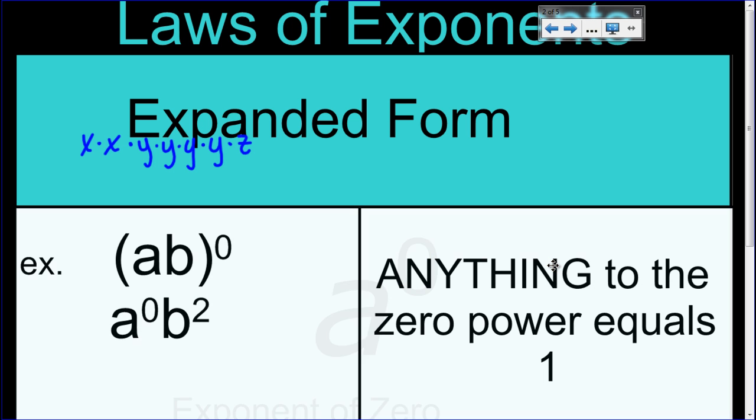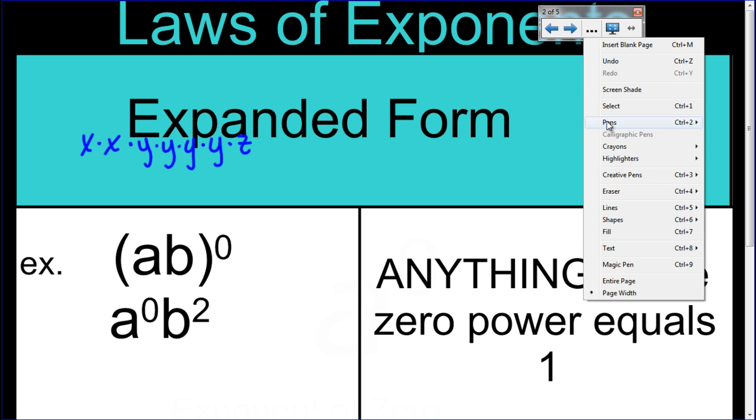anything to the 0 power equals 1. Anything, it doesn't matter what it is. Anything to the power of 0 is equal to 1. 2 billion to the power of 0 is equal to 1. Tyrannosaurus Rex to the power of 0 is just 1. It doesn't matter what it is. If you put it to the power of 0, it equals 1. That's a rule you need to memorize. It does not equal 0. Don't make that mistake. It equals 1.